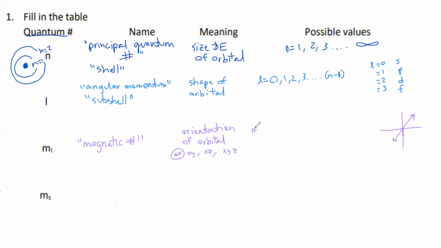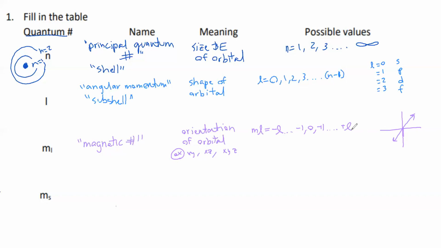So what possible values can you have for ML? Well, it depends on whatever L is. ML values can be negative, so it's whatever L is, the negative version of it, all the way to 0, and then all the way up to whatever positive L is.